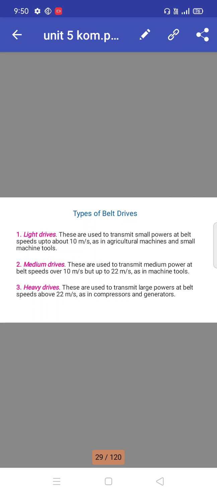Then we can categorize different kinds of belt drives. First one, light drives. They are used to transmit small powers at belt speeds up to about 10 meters per second, as in agricultural machineries and small machine tools. Medium drives transmit medium power at belt speeds over 10 meters per second up to 22 meters per second, in machine tools. Heavy drives are used to transmit large powers at belt speeds above 22 meters per second, as in compressors and generators.